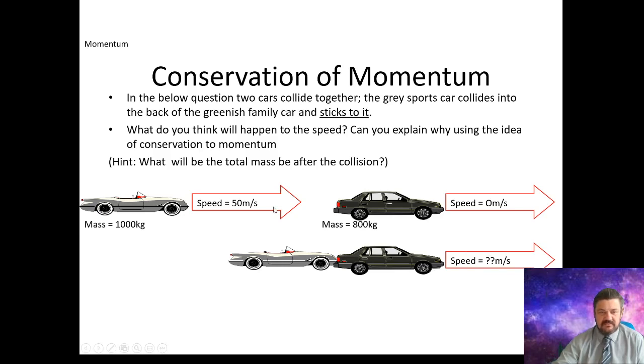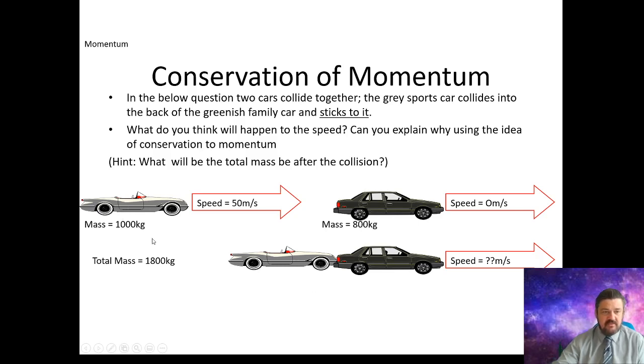We know that because it's hit the car in front, it's going to be less than 50 meters per second. That's common sense. We can see that. You hit a stationary object at a certain speed, you're either going to stop or you're going to slow down. That is common sense. But we can use maths to work out how fast. Now, all we do is we look at it before the crash and we look at it after the crash.